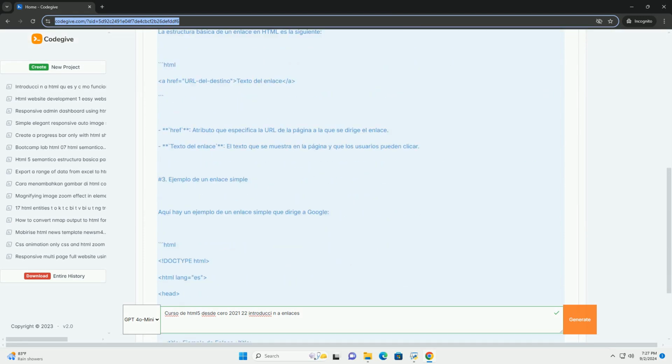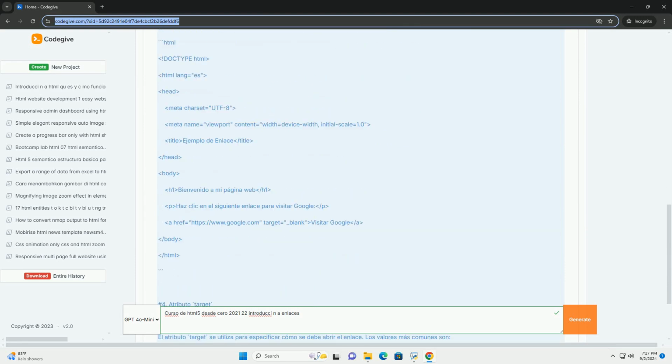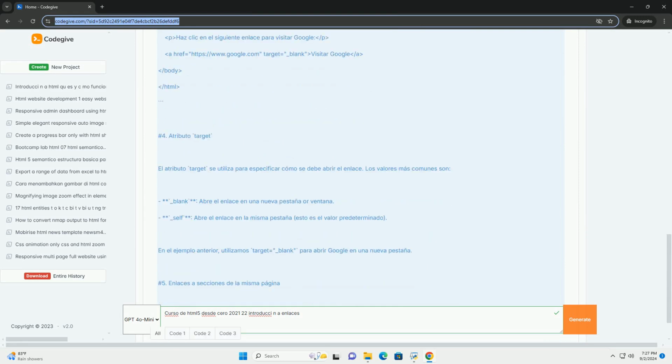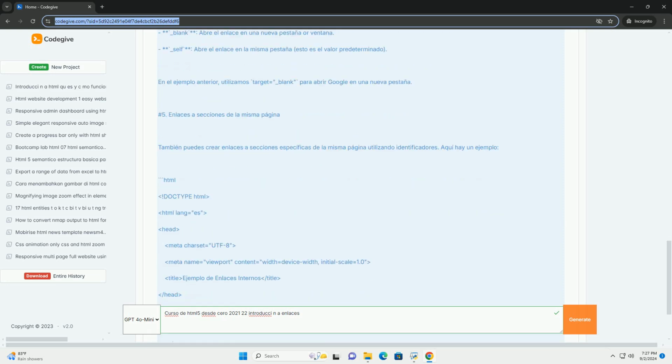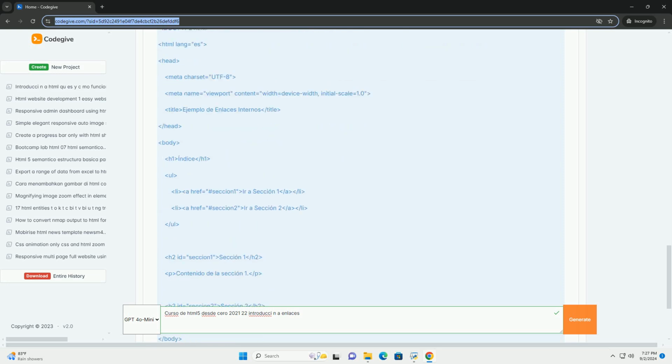The Curso de HTML5 desde cero 2021-22 introduction by enlaces is an educational program designed for beginners who want to learn the fundamentals of HTML5, focusing on hyperlinks. The course covers essential concepts, including the structure of HTML documents, the role of links in web navigation, and the various types of hyperlinks, such as internal, external, and anchor links.